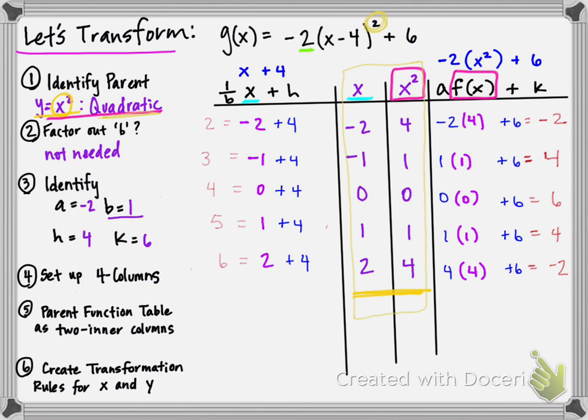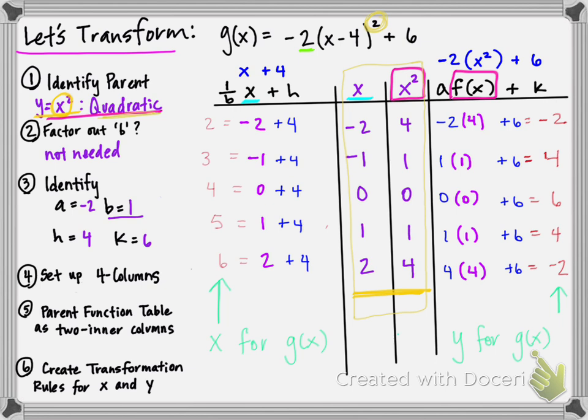Then I input it into this beautiful 4-column method, and sure enough, I have the outsides, which is what I'm showing you at the end. This column is your new x's for g of x, and this is the y for g of x. So now all you have to do is graph it, because that's what you're graphing. Negative 2, negative 2; 3, 4; 4, 6; 5, 4; 6, negative 2.